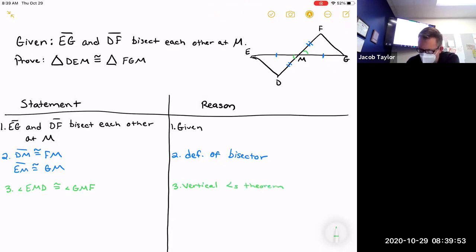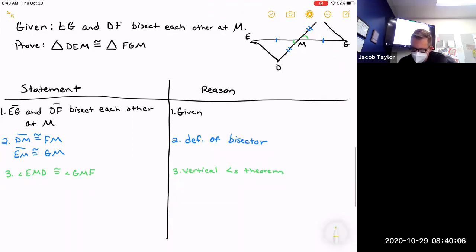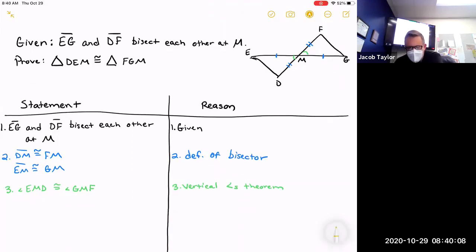I wonder if we should put a step in between saying that those are vertical angles. Probably we should. Probably step 3 should have been EMD and GMF are vertical angles, and then the next step was they're congruent. But you know what? We're fine. You get the idea. Close enough. So, now what?